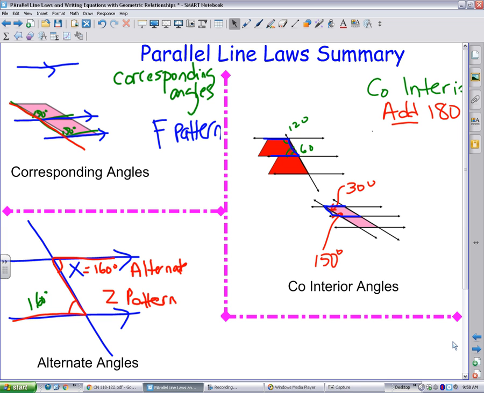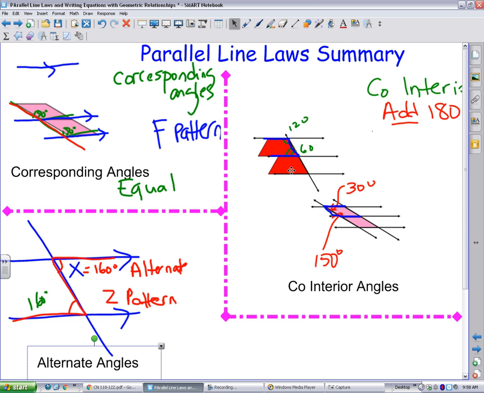So yesterday in class we summarized the parallel line laws using our pattern tiles, or pattern blocks. We came up with the corresponding angles, or the F pattern, and we know that corresponding angles are equal. We found that by sliding one tile downwards to the other tile, it had the same angle, and the lines of course were parallel.